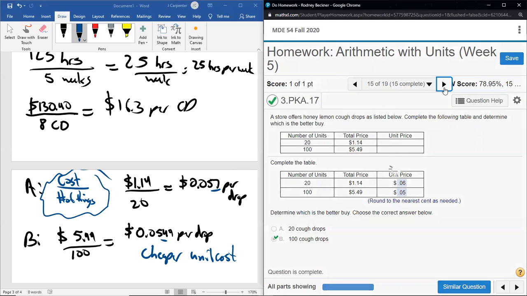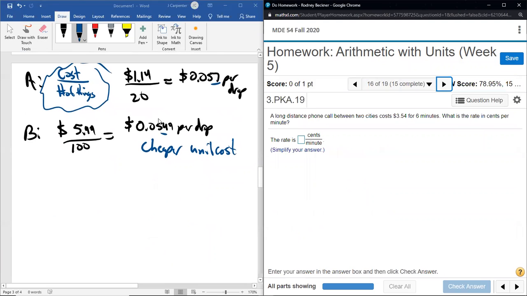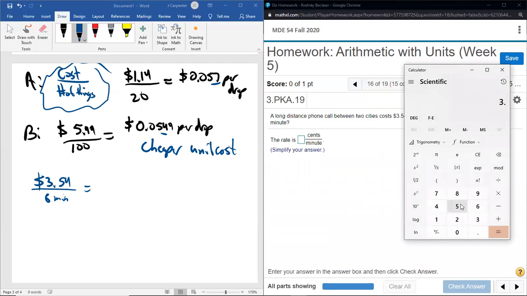All right, so we finished that. A long distance phone call between two cities costs $3.54 for 6 minutes. What is the rate in cents per minute? In cents per minute. So we got cost of $3.54 for every 6 minutes. So we can do the division. 354 divided by 6. And we get 0.59. So this is $0.59 per every minute.